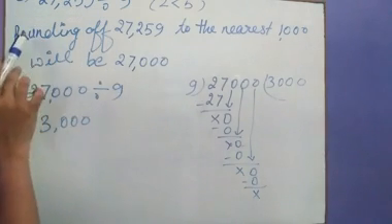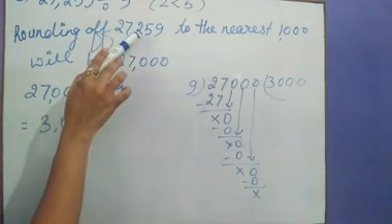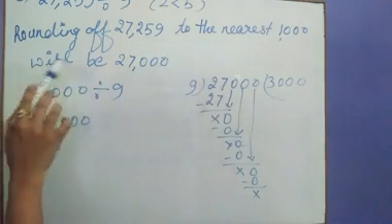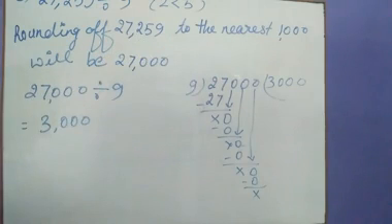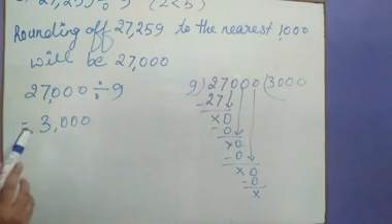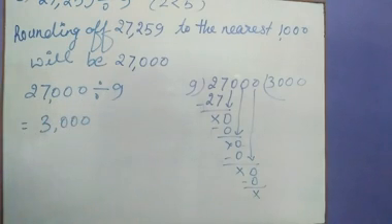Similarly, rounding off 27,259 to the nearest 1,000 will be 27,000. Okay. 27,000 divided by 9 is equal to 3,000. Understood?